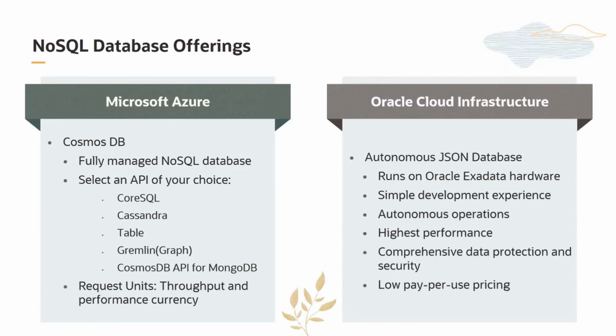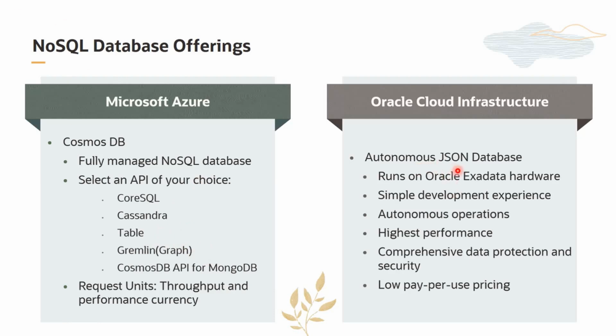Now let's have a look at the NoSQL database offerings. In the NoSQL database space, Azure offers Cosmos DB, which is a globally distributed and multi-model database. It is also a fully managed database. When you create your new Cosmos DB account, you can make a choice of API. You can go for Core SQL, Cassandra, Table, Gremlin, or Cosmos DB API for MongoDB. Request units are the throughput and performance currency in Cosmos DB.